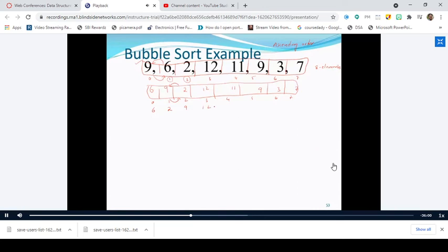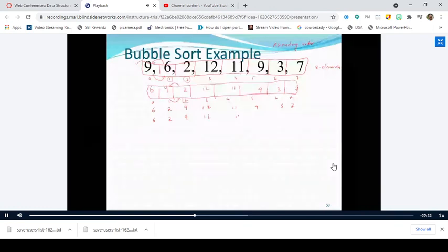Now tell me what are the elements you have to compare. 9 and 12. That means we have to compare the elements present at the second index and third index, right? So you compare 9 and 12. Are they out of order or in the same order? In order. Therefore, there is no need for swapping at this point, so the list remains the same. It is 6, 2, 9, 12, 11, 9, 3 and 7.